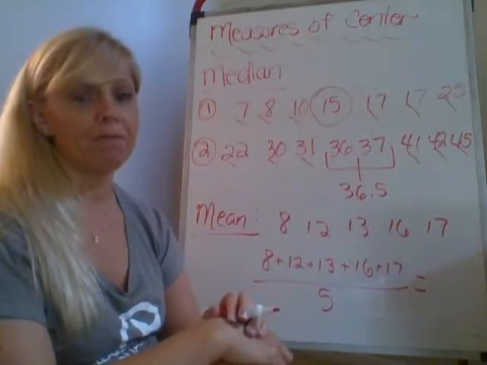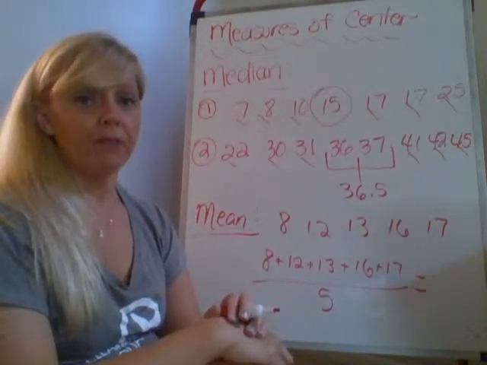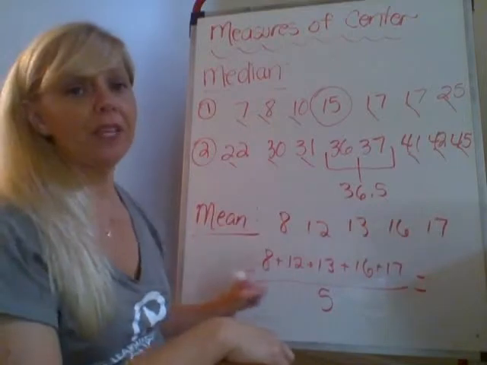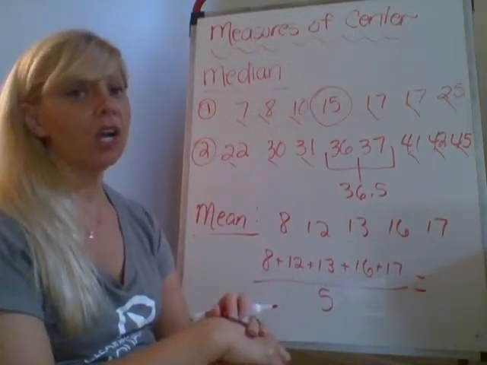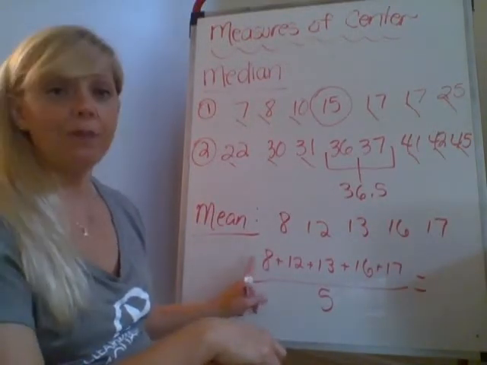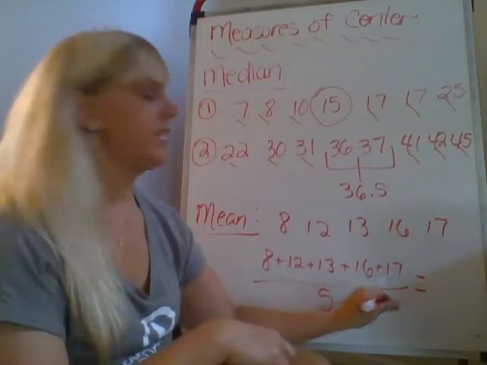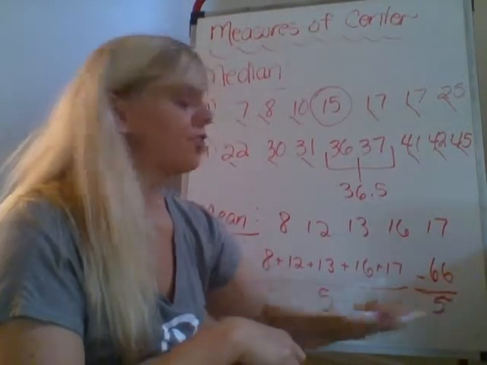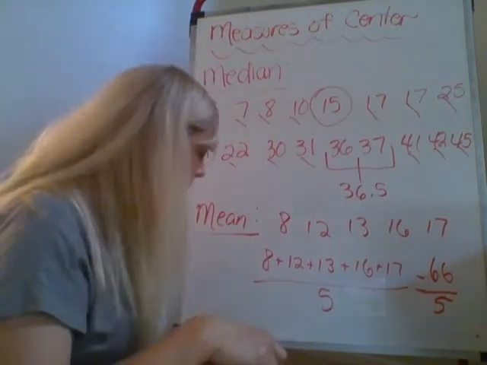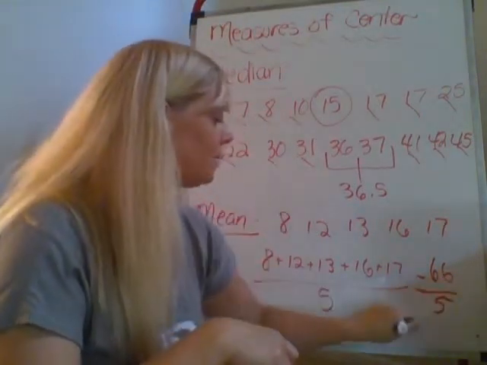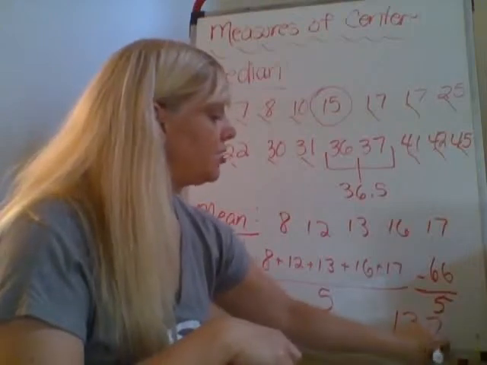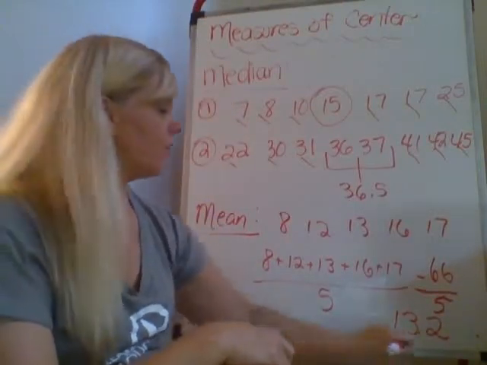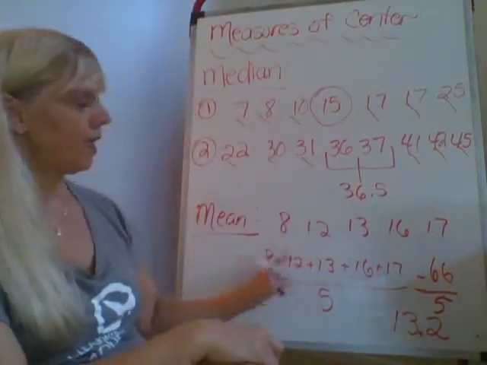How do you find mean? Mean is when you take all your data pieces and divide by how many there are. So we need to add 8 plus 12, 13, 16, and 17 together, and I get 66. And then I divide by 5. So you need to add first and then divide. And when I do that, I end up getting 13 and 2/10. So that is the mean for this data set here.